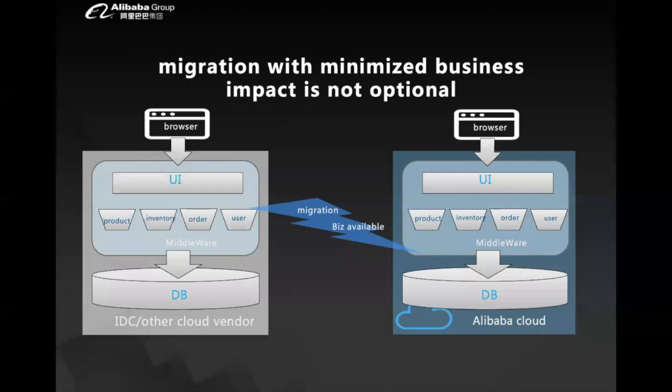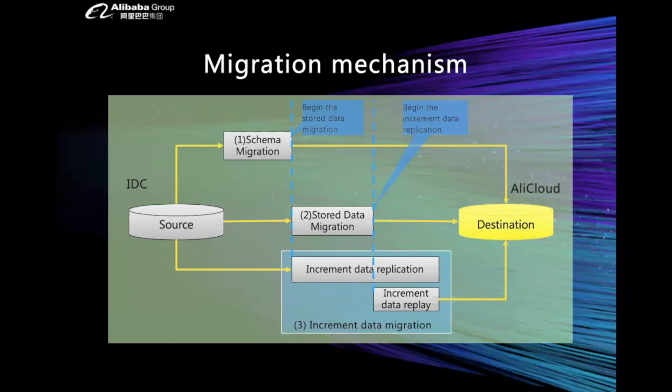Step number two, I can consider moving my business applications as well to Alibaba Cloud in the long term. But step one is more mission critical. How can I move my databases as well as the data stored in the databases to the cloud without losing data, without having impact on my business that is continuously running? So this is, in a nutshell, a high-level summary of the migration mechanism, the functionalities offered within DTS, Data Transmission Service.